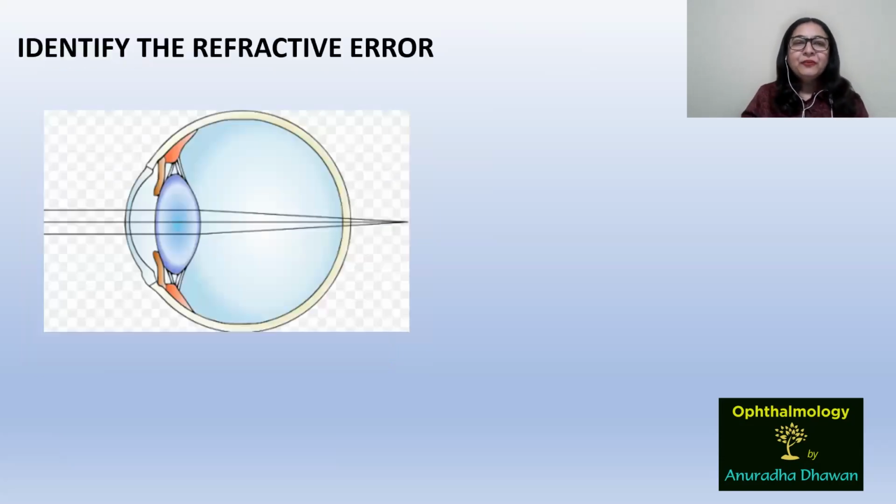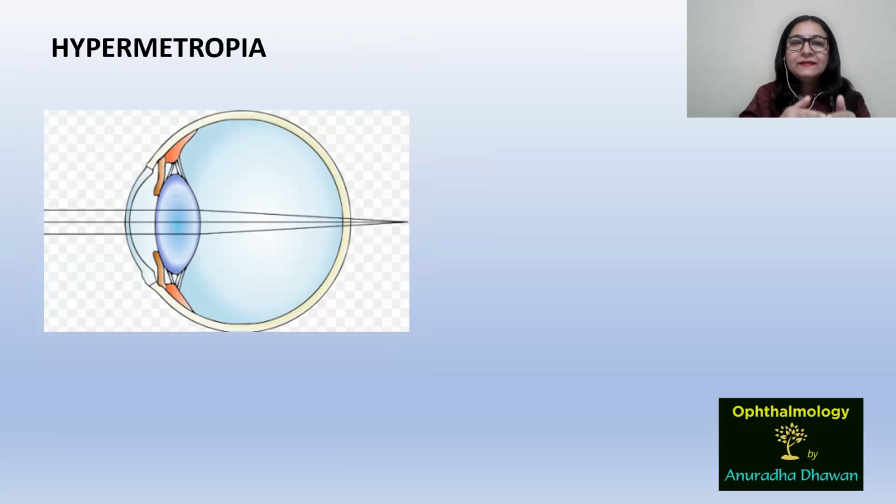Coming to another image, identify the refractive error in this image. So here again, it's an optical diagram. You can see the parallel light rays are passing through the cornea, anterior chamber, lens, vitreous chamber, but they are now focusing at a point behind retina or behind eyeball. Okay, so this type of refractive error in which the light rays focus at a point behind the eyeball is known as hypermetropia. Hypermetropia.